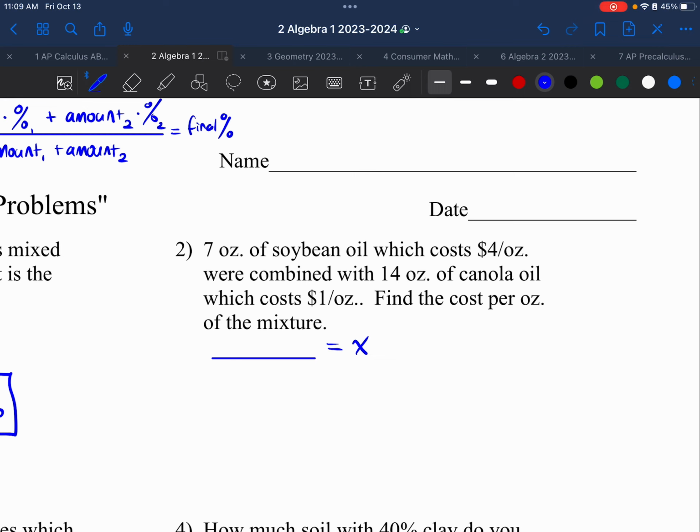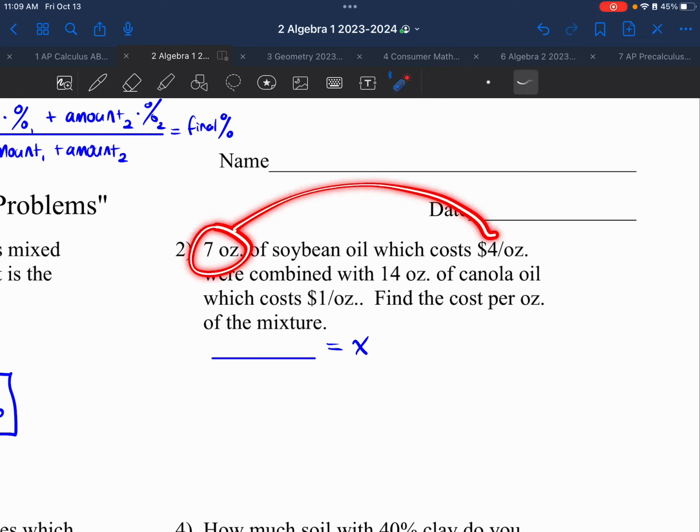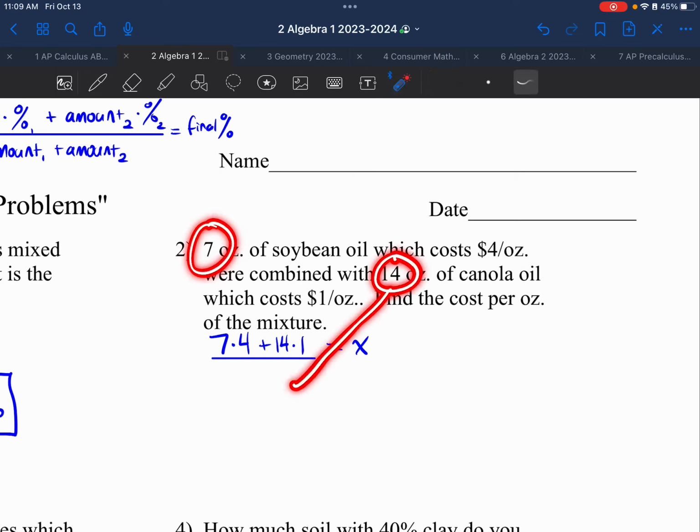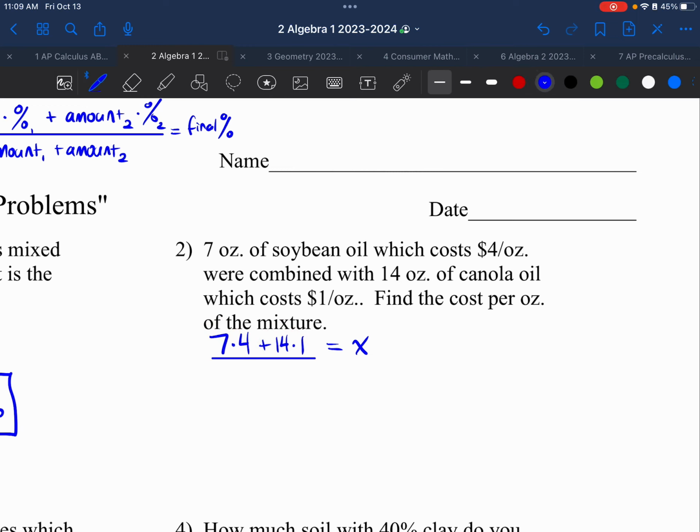On the top, I have 7 ounces that costs 4 per ounce. So I'm going to say the quantity of 7 times 4 plus the next quantity, 14, that costs 1. So 14 times 1. All this is going to be divided by the two amounts added, so 7 and 14 are the amounts added, which is a fancy way of saying that these are being brought down here. 7 plus 14. And I just need to simplify this. It's already solved for x.